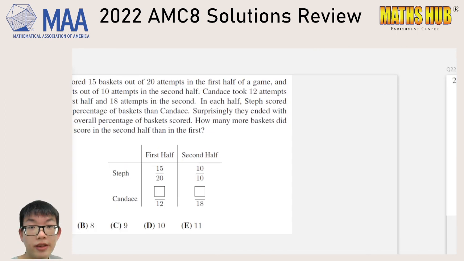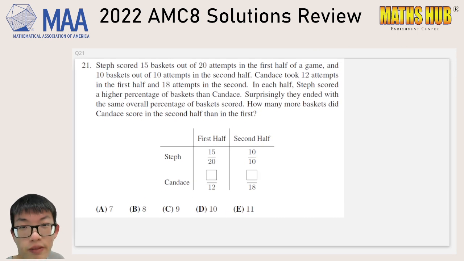Question 21. Steph scored 15 baskets out of 20 in the first half, 10 out of 10 in the second half. Candice took 12 attempts in the first half and 18 attempts in the second half. In each half, Steph scored a higher percentage of baskets than Candice. Another thing that AMC likes to do is to use familiar people, and so don't get distracted thinking of Steph Curry and Candace Parker. Please focus on the question, especially in an AMC8.